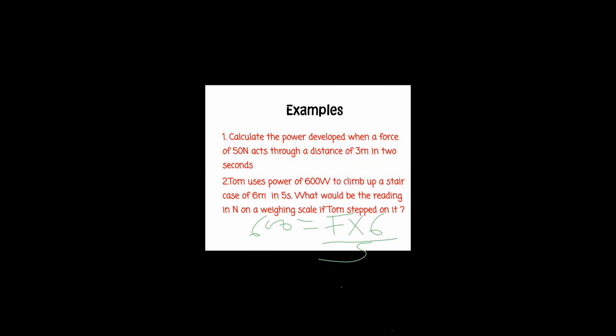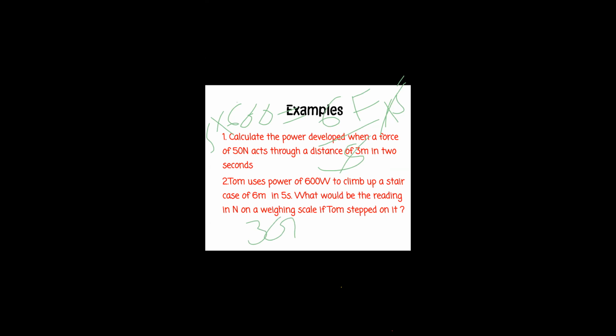Now, in that case, we are having our 600 being equal to 6F out of 5. So if I multiply by 5 on both sides, I'll be getting 3,000 is equal to 6F. And if you divide by 6 on both sides, you'll find out that your F is 500 newtons. And F being 500 newtons means that is the weight of that person called Tom, since weight is in newtons, so our answer will be in newtons.